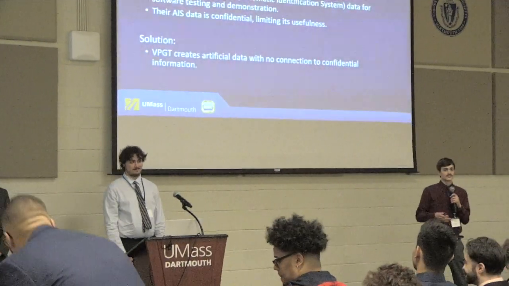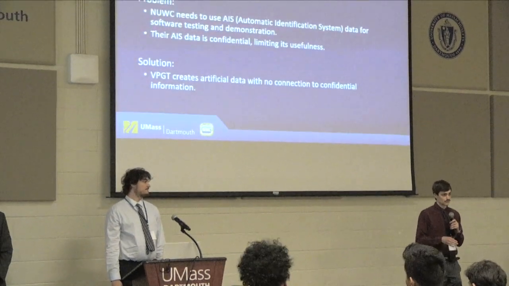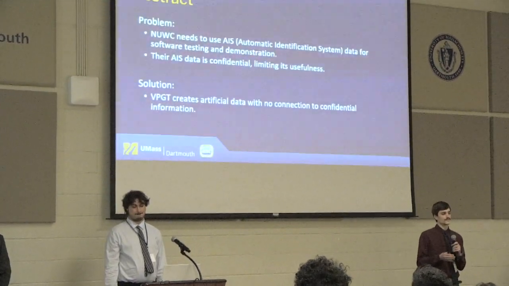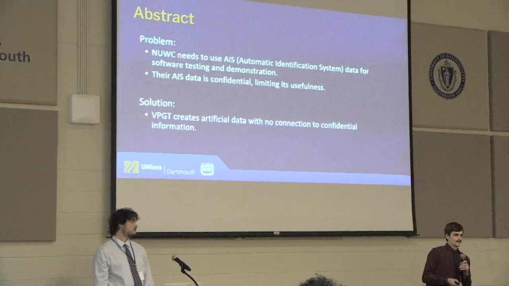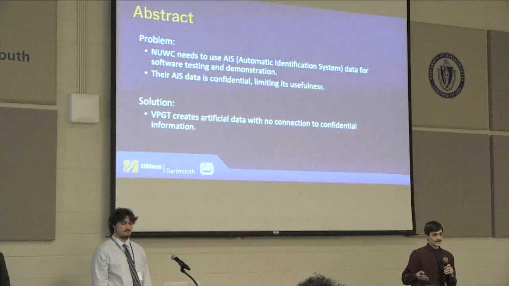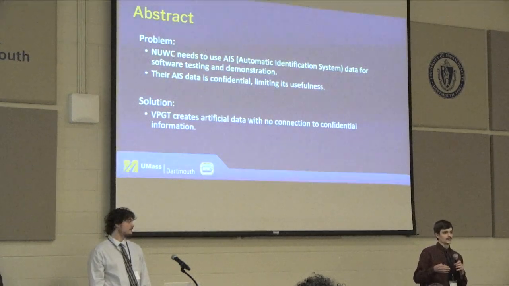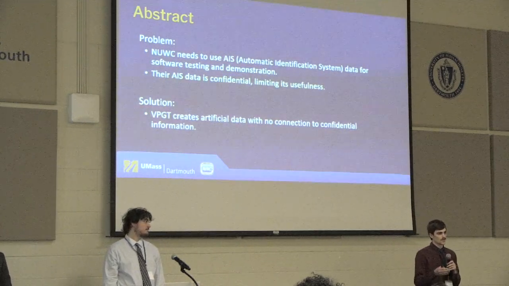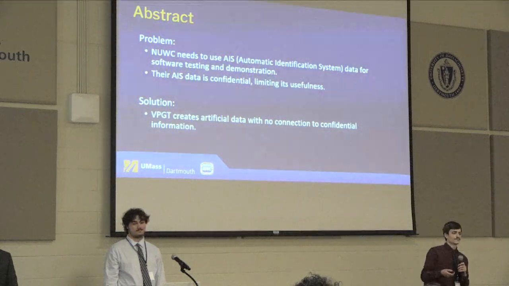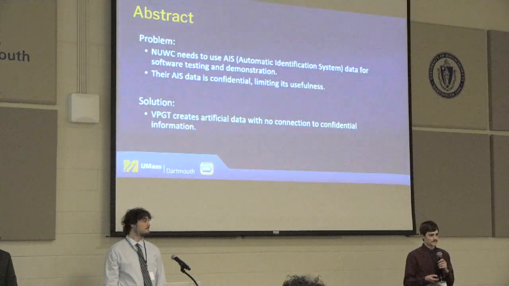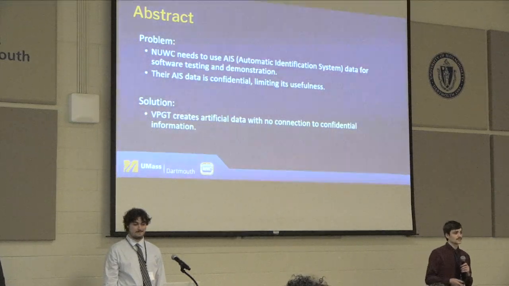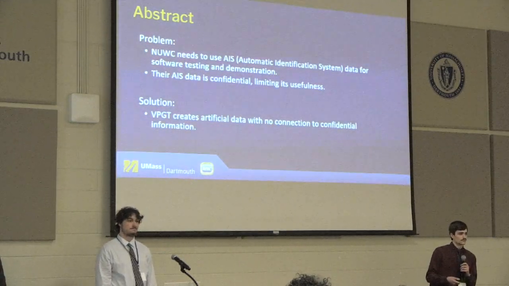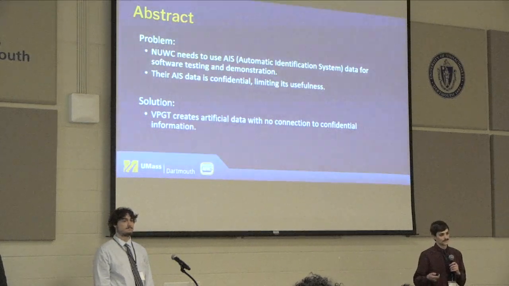So the vessel path generation tool is a utility to generate artificial vessel path data that resembles real data. Automatic Identification System, or AIS, refers to data collected by specialized sensors on board naval vessels. It includes information like the date and time the record was collected, the MMSI, which is the ship's identification, the latitude, longitude, speed over ground, course over ground, and heading.